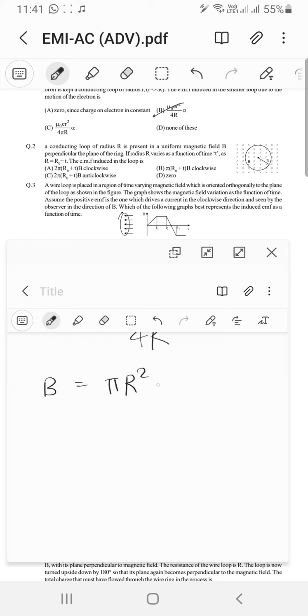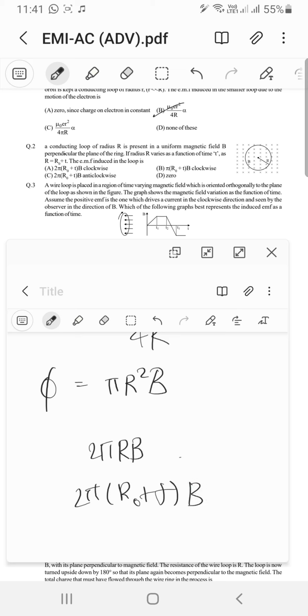Flux will be pi r squared times the magnetic field. The EMF induced is just d flux upon dt, of course the negative of that. So it should be 2 pi r B times dr by dt, which we know is just 1 because it varies like this. So 2 pi, and we know that r is just r naught plus t times b. Wait a second.